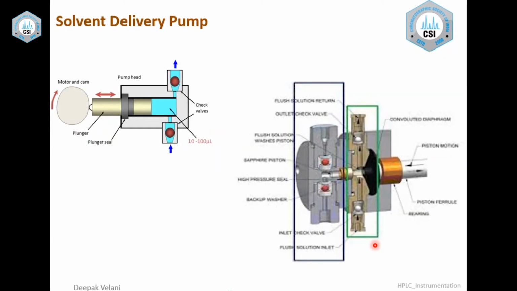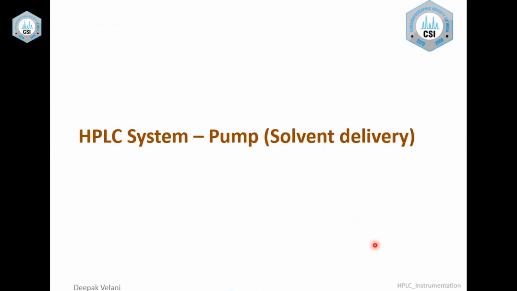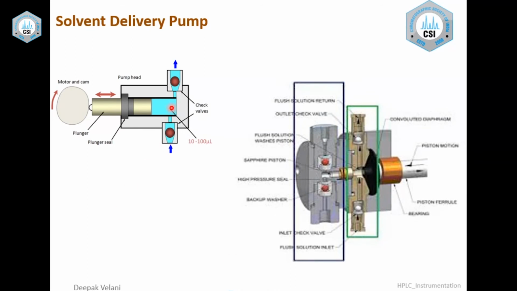Now coming to the pump, what happens? The pump has a pumping head which pumps the liquid with two check valves: one is the inlet check valve and one is the outlet check valve. They are non-return valves. So when the piston moves to the back side, this valve opens because of the pressure and lets the liquid in. And when it moves forward, it pushes the solvent out.